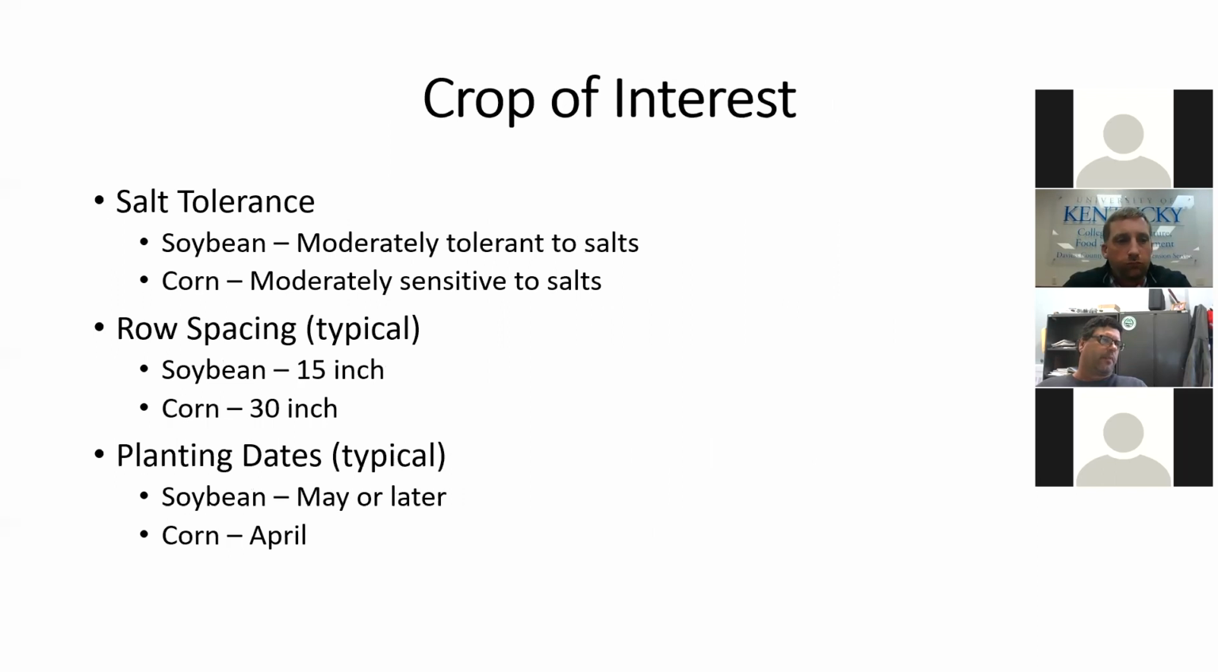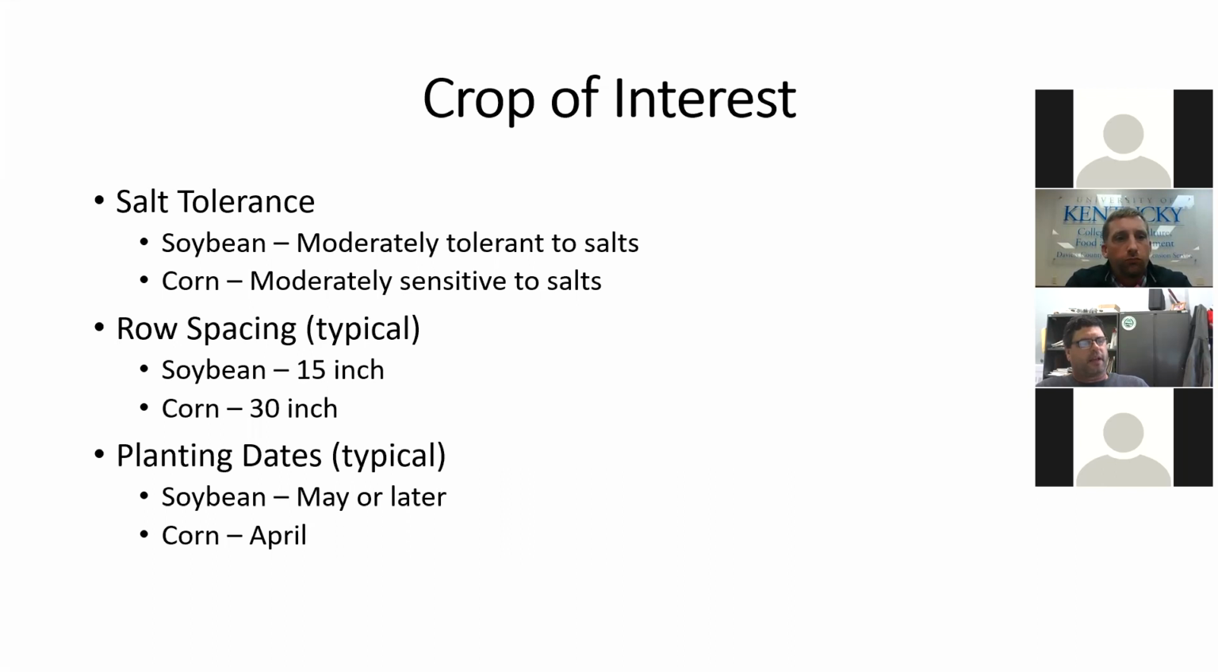The next thing we need to think about is the crop of interest. So salt tolerance is one thing when you think about a band application or a starter application, whether 2x2 or in furrow or pop-up. So soybean is actually more tolerant to salt than corn most of the time. However, we think typically of corn being the crop that receives the starter. And there's some reasons for that, but typically our row spacing is tighter with soybeans, so 15 or 20 inches versus 30-inch corn. A lot more still if you're talking about a 2x2 for soybean.